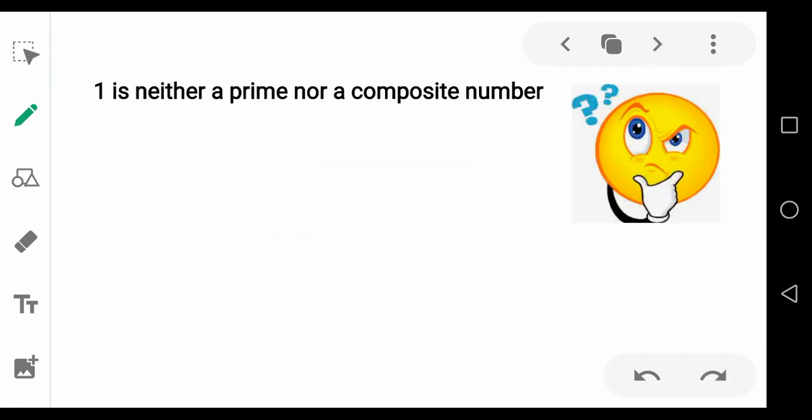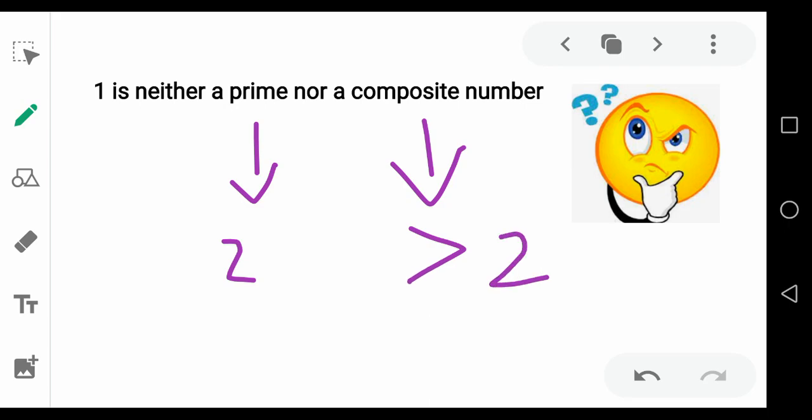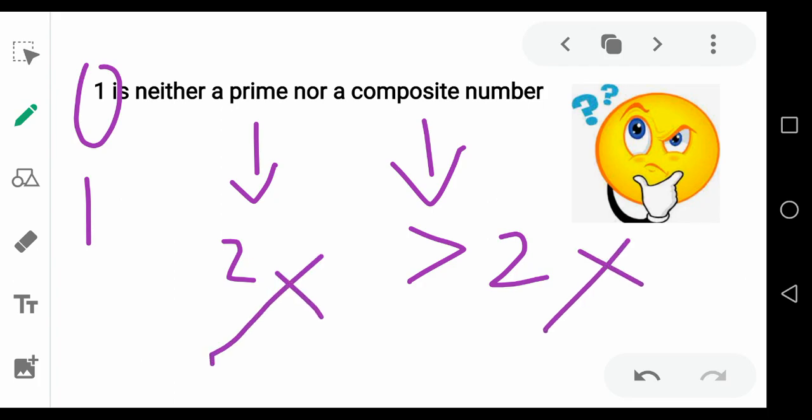One is neither a prime nor a composite number. Why is it so? I told you prime numbers will have how many factors? Exactly 2 factors. Composite numbers will have more than 2 factors. But for 1, how many factors are there? Only 1 factor is there. So it won't come in this group, and also it won't come in this group. So it is neither a prime nor a composite number.